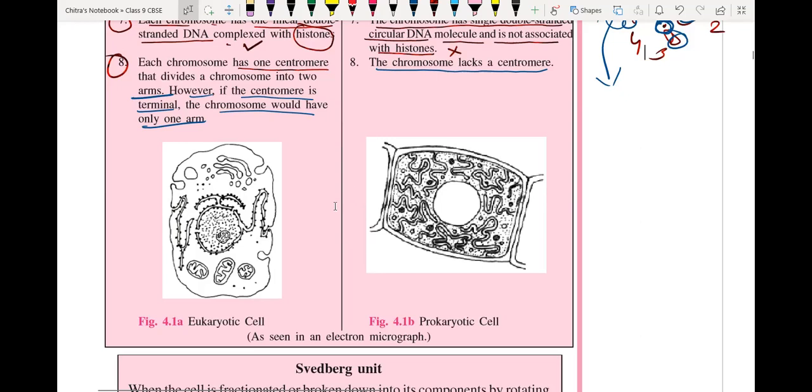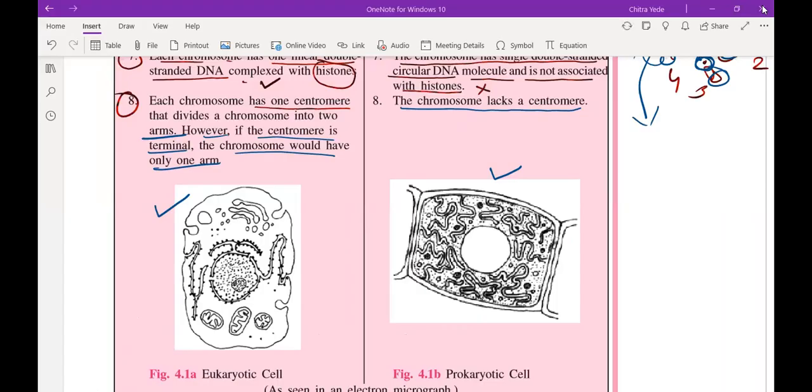Okay, so here we have to go to that structure first. So this is the structure of a eukaryotic cell and this is the structure of a prokaryotic cell. Can you tell where the chromosome is here? Wait a second.